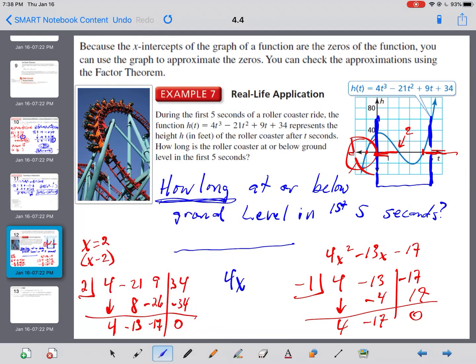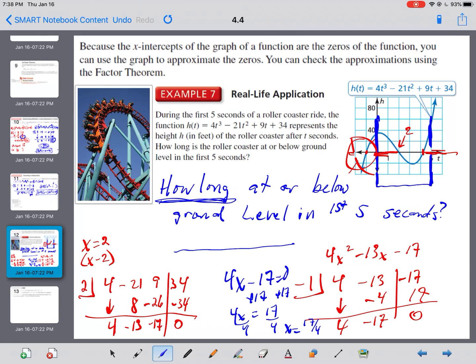And now I am left with 4x minus 17. Okay, I can solve for that. Set it equal to 0, solve for x. Add 17 to both sides. 4x equals 17. Divide by 4. x equals 17 over 4.